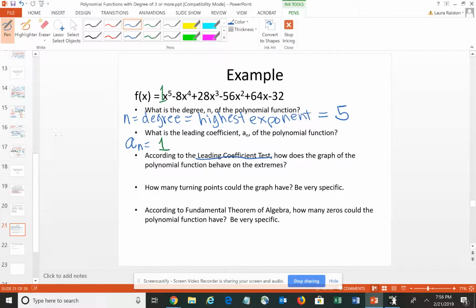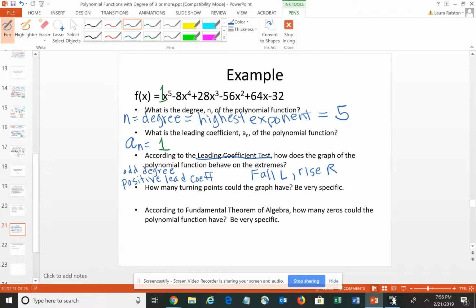Then it asks us to use the leading coefficient test again. So I have an odd degree. 5 is odd. And I have a positive leading coefficient. So if I go back and look at the 4 options that I have, this tells me that it's going to fall on the left and rise on the right.